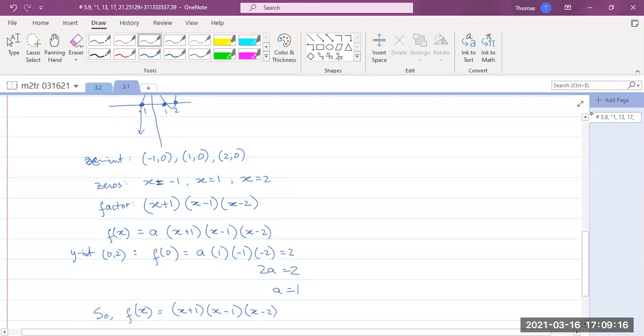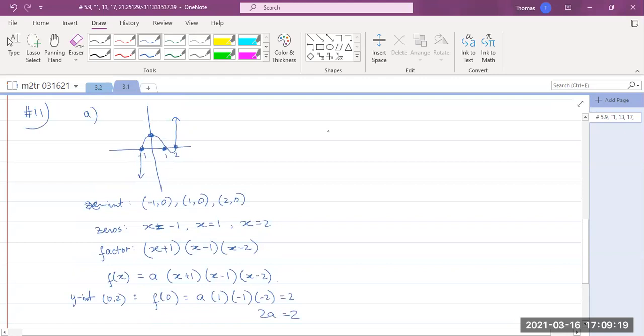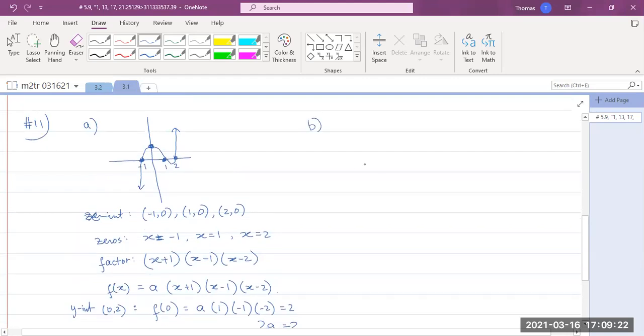Now compare that with the graph of part B. The graph of part B looks like the following. The x-intercepts are (-1, 0), (1, 0), and (2, 0). However, it looks like this. Okay, so what happened here?